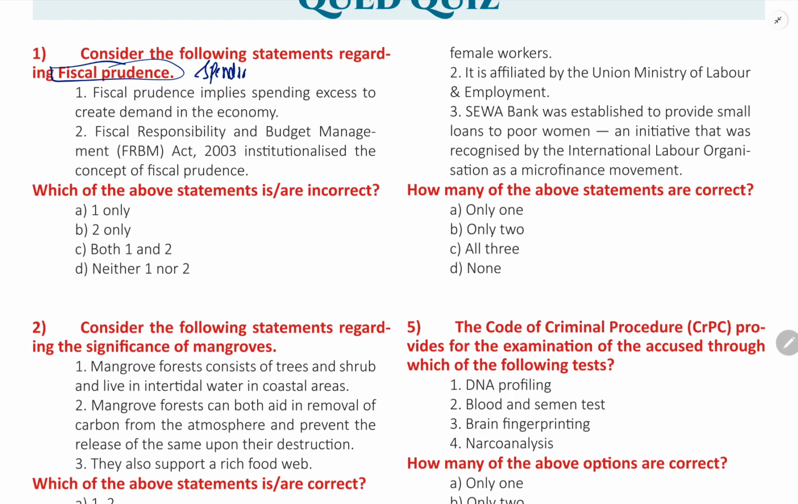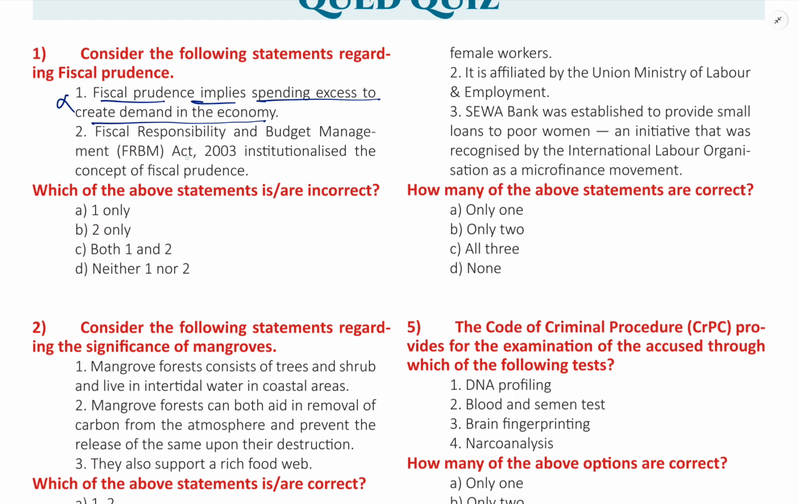Spending within budget. Okay, so whatever the government is spending within the budget will come under fiscal prudence. Now the statement says that fiscal prudence implies spending in excess to create demand in the economy. This statement is incorrect, because the literal meaning of fiscal prudence is just spending within the budget.